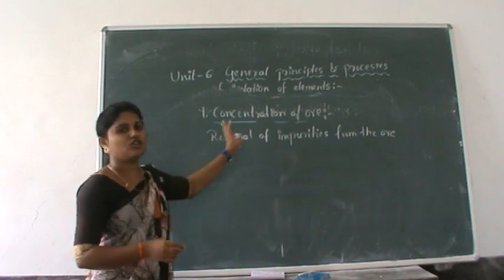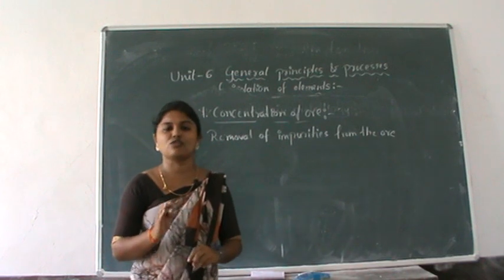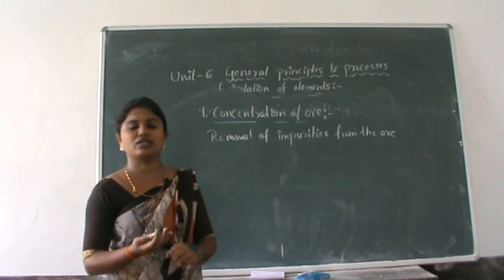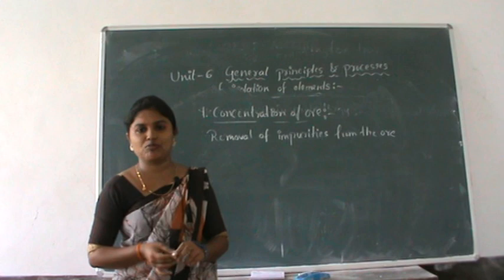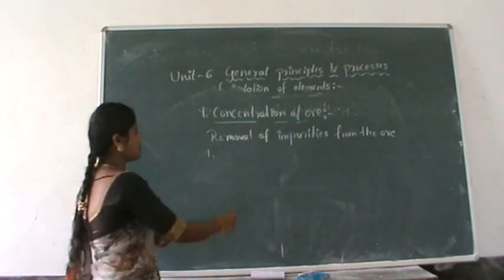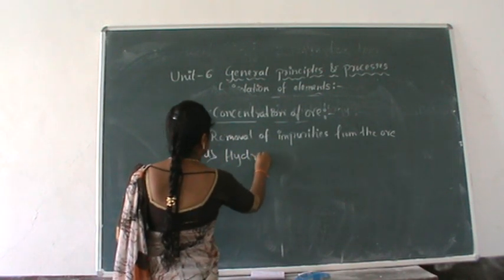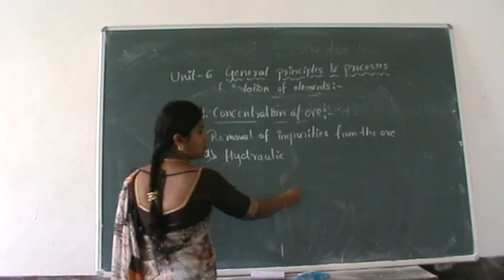The concentration of ore again consists of four methods. Impurities can be removed by different methods. I will list one by one. First one is hydraulic washing.